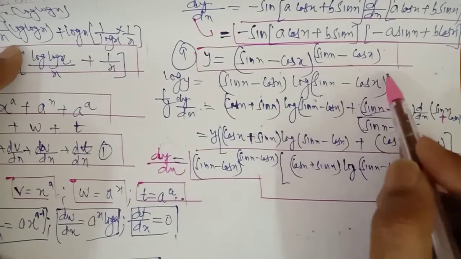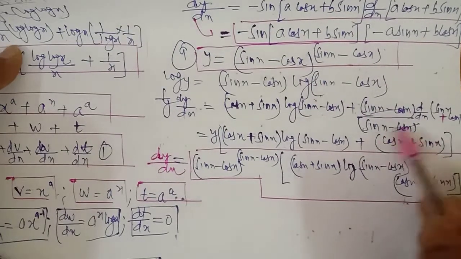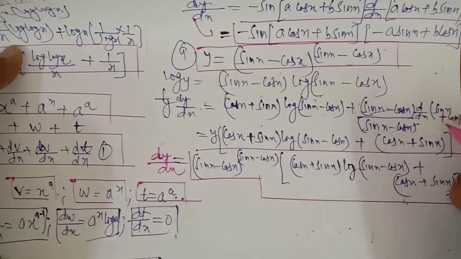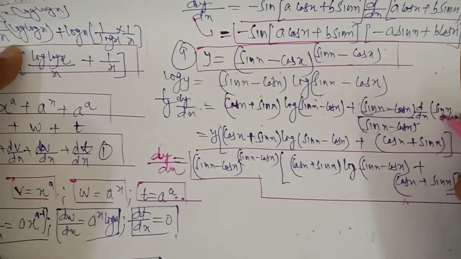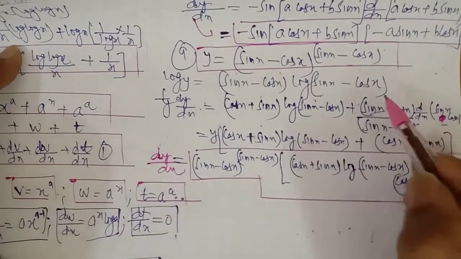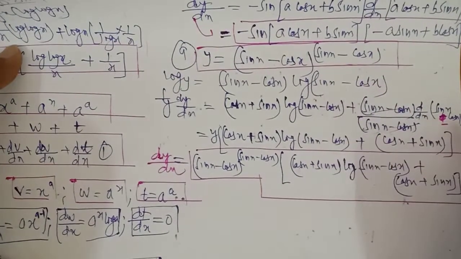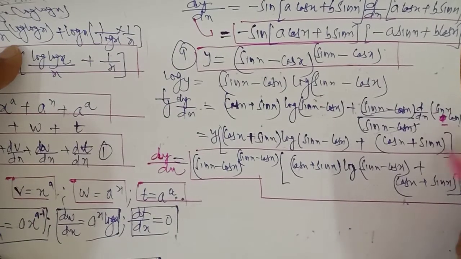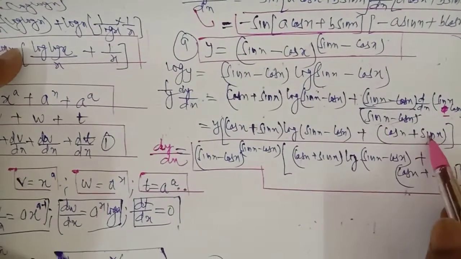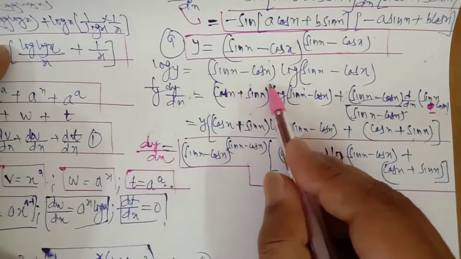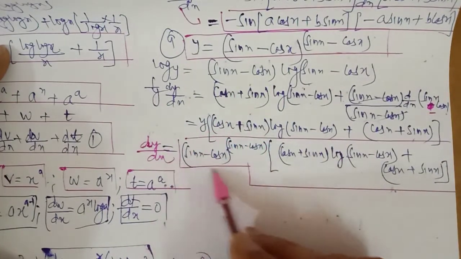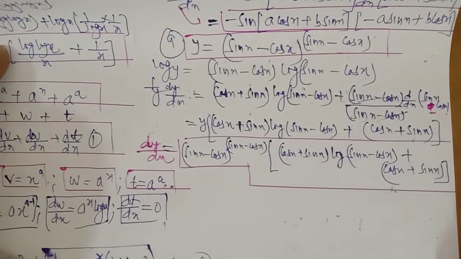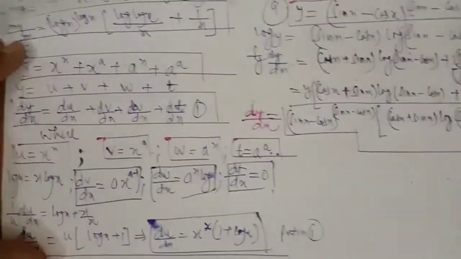This 1 upon this multiplied by the derivative of this cancels out. So the derivative of this will be cos x plus sin x. You have to multiply with the derivative, sin x minus cos x, which will be equal to cos x plus sin x. This is the simplified form of this. Take this y to the right hand side and put the value of y, which is equal to this. So this is the simple derivative.